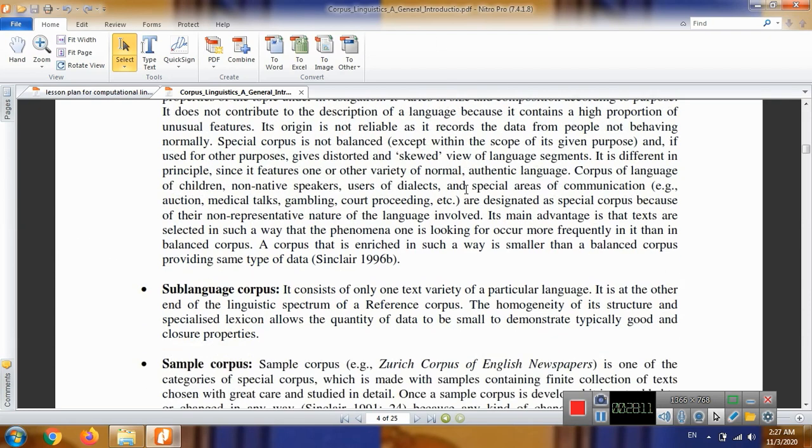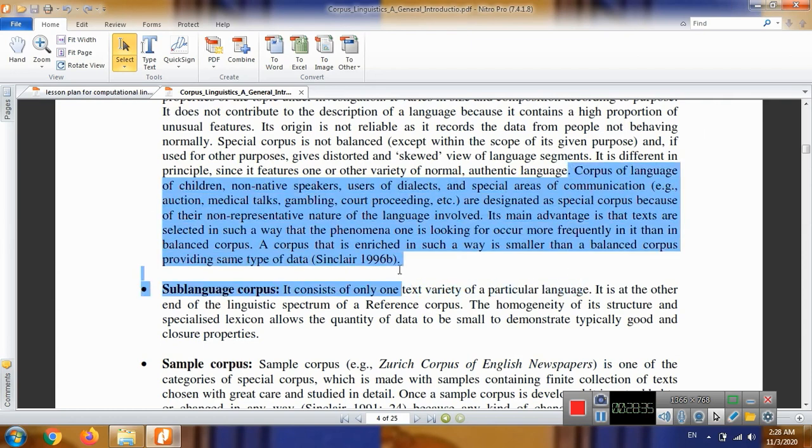It is a different principle since it features one or other variety of normal authentic language, corpus of language of children, non-native speakers, users of dialect, and special areas of communication like okay, I will read it again.